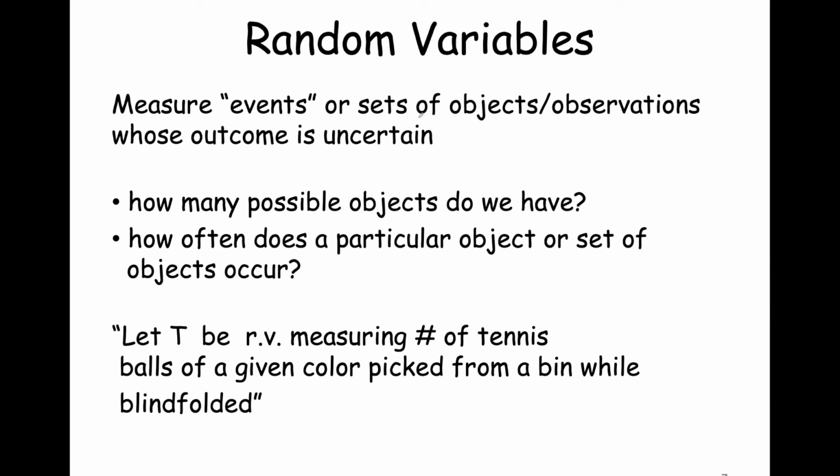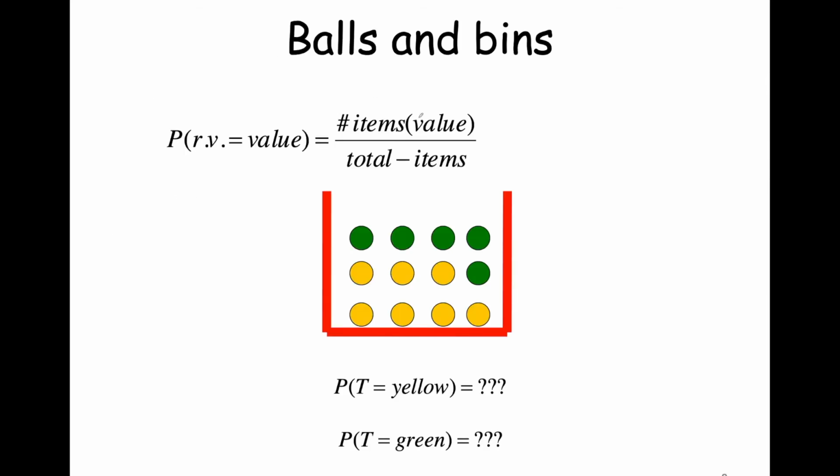Let's define T for tennis ball. And T is going to be a random variable, abbreviated R.V. And this random variable T is going to measure the number of tennis balls of a given color that you're going to pick from a bin while blindfolded. Now, it's important to note that you're blindfolded because you're not going to prefer a particular bin. You have no control over that. You're just going to pick from some bin, not preferring one bin over another. So it's the number of tennis balls of a given color.